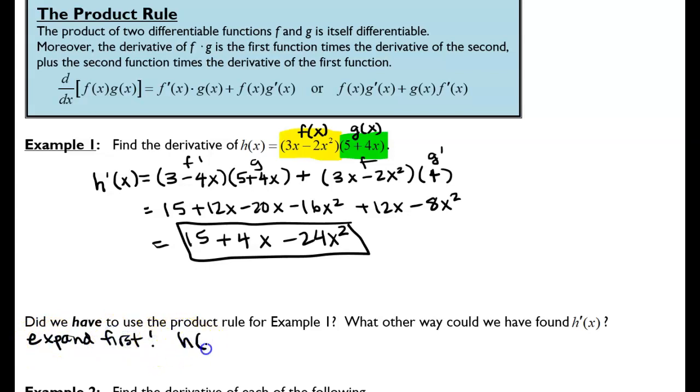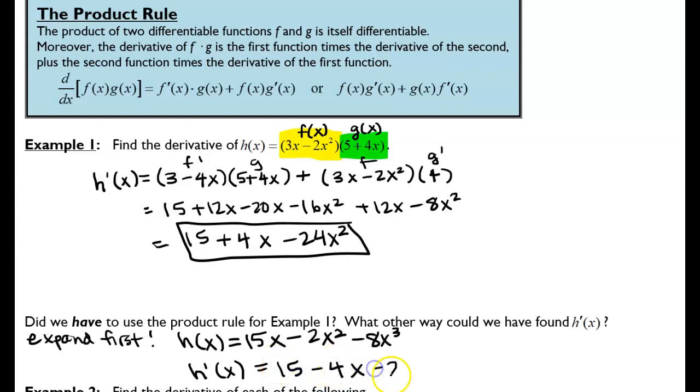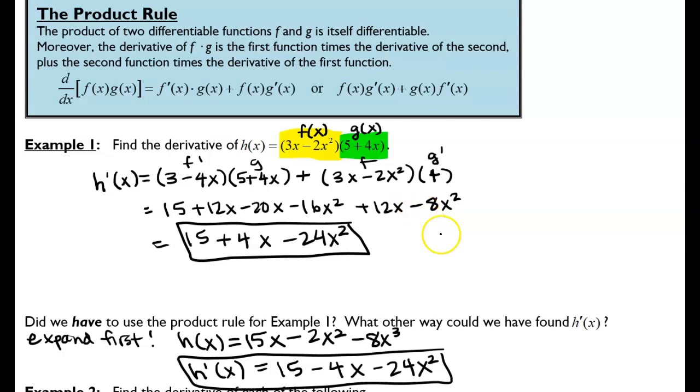So if we expand h of x, just before we even took the derivative, just this function up here, we would have gotten 15x minus 2x squared minus 8x cubed. So really just FOILing there and combining like terms. And then I could just take the derivative using the power rule. So I'd have 15 minus 4x minus 24x squared. To me, that seems easier than using the product rule like we did up here.